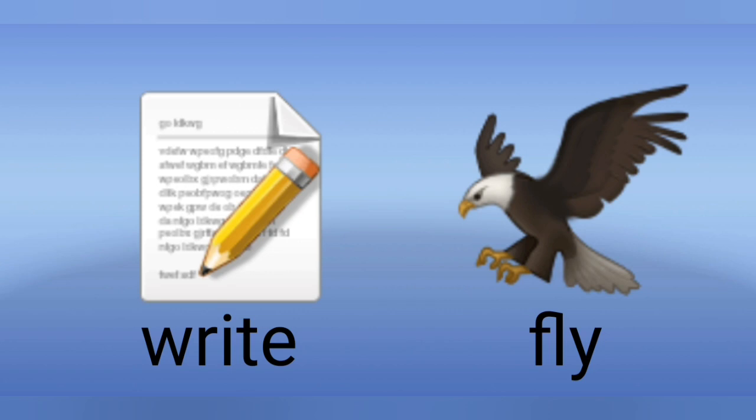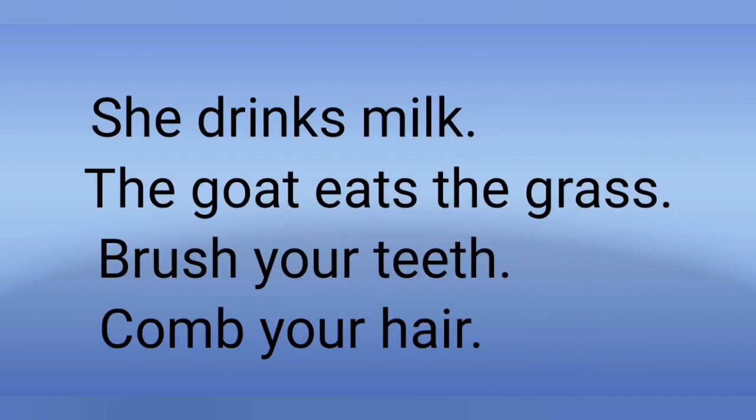Let us see some more examples. She drinks milk. In this sentence, can you identify the doing word? Drinks. Drinks is a doing word. Next one, the goat eats the grass. In this sentence, eats is a doing word. Brush your teeth. Here, brush is a doing word. Comb your hair. In this sentence, what is the doing word?